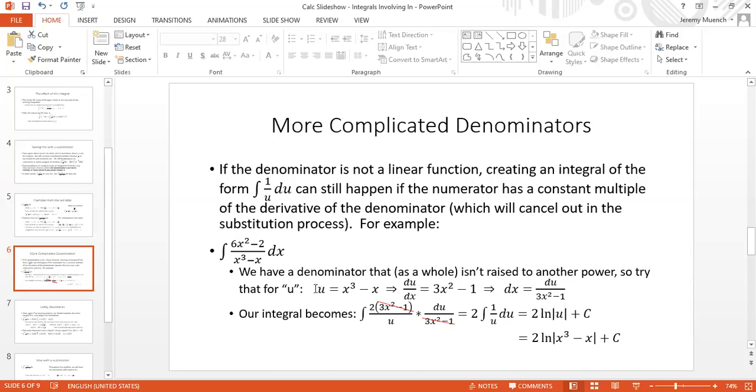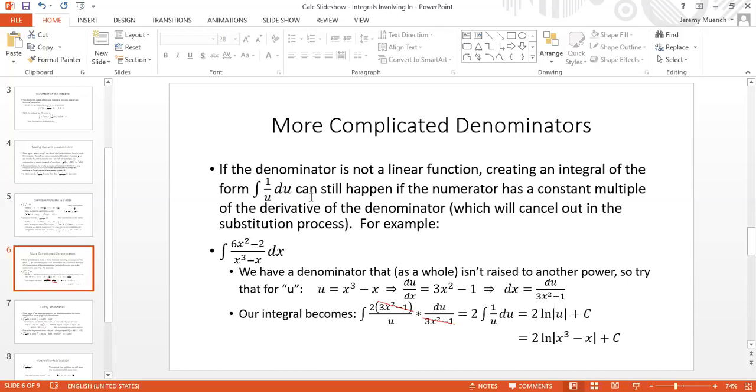So here, our substitution is the denominator, x cubed minus x. Du over dx equals 3x squared minus 1, gives us, isolating dx, dx equals du over 3x squared minus 1. We can factor a 2 out of 6x squared minus 2 and get 2 times 3x squared minus 1. So our integral becomes 2 times 3x squared minus 1 over u times du over 3x squared minus 1, and we can see that these cancel. And once we cancel those, we get 2 times the integral of 1 over u du.